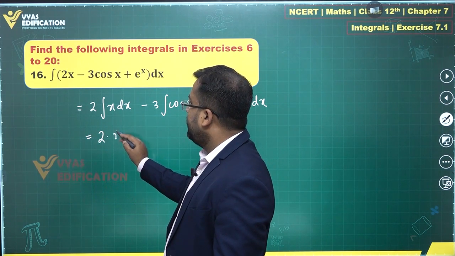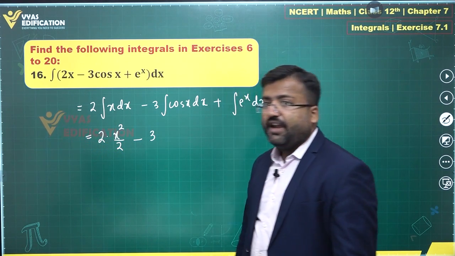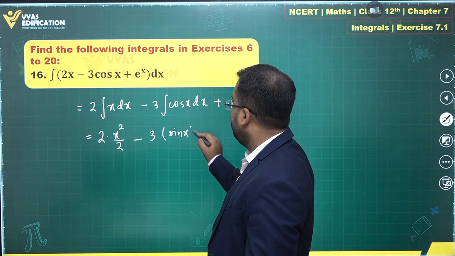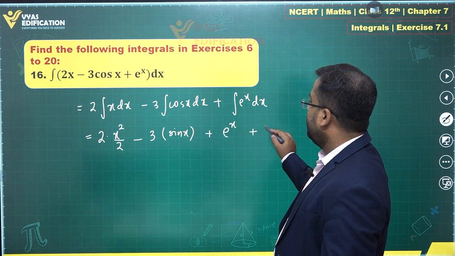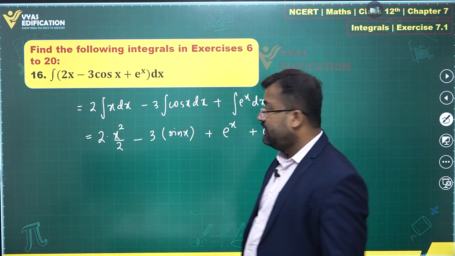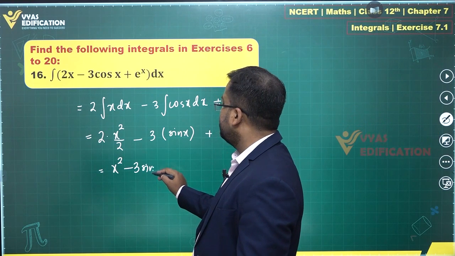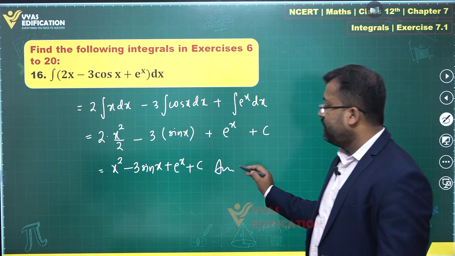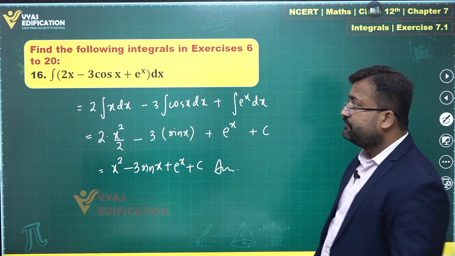2 times the integral of x will be x^2 by 2, minus 3 times the integral of cos x, which is simply sin x, plus the integral of e^x, which is e^x, and the constant of integration after that. This simplifies to x^2 minus 3 sin x plus e^x plus c. That's the required answer for question number 16.